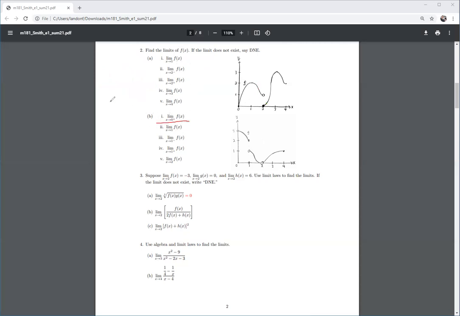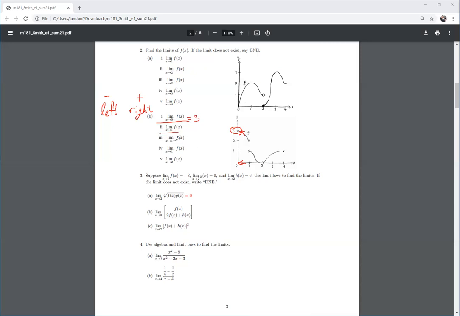Just as we said before, a minus is coming from the left, and a plus is coming from the right. So we're coming from the right, and we're approaching 0. That means we are going towards 0. If we look at that on our graph, it's approaching this value, right? Does that seem right? Yeah. Okay, so it seems like it's 3 there.